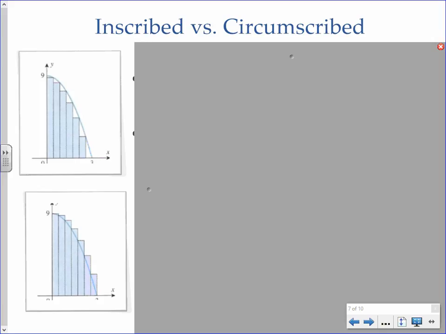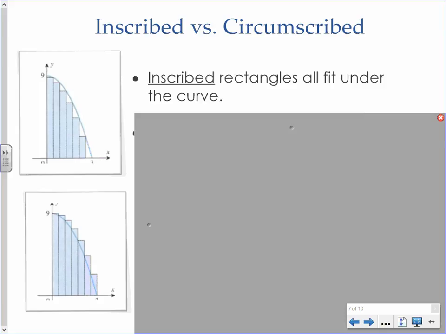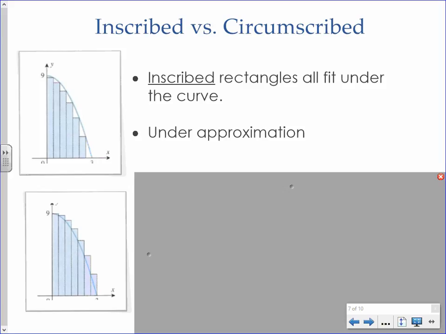Now this time the right approximation is the under and the left approximation is the over. Was that the case with our first example? No, it was backwards. So let's talk about when it is an under and when it is an over approximation. If we have rectangles that are inscribed, which means they fit under the curve, that's when we're going to have an under approximation. Here our curve is decreasing, so our right endpoints are going to give us the under approximation.